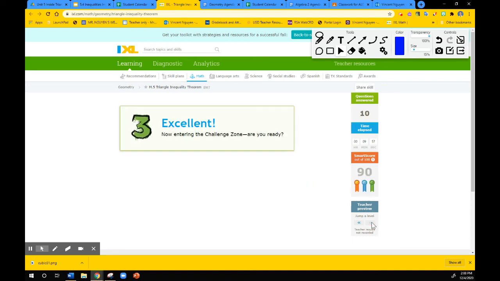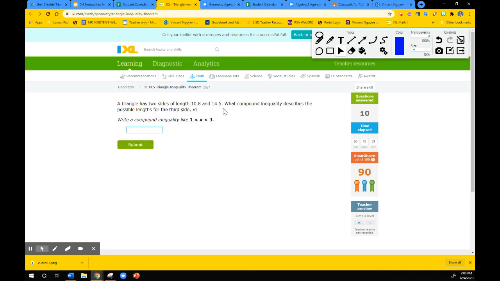Challenge zone. Here's another one of those, but this time it's decimal, but it doesn't matter. We're going to subtract first. So 14.5 minus 10.8. And guys, if you want to make it quick, just use your calculator, because your calculator will make this a lot faster.